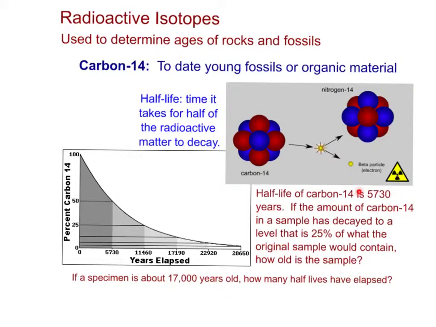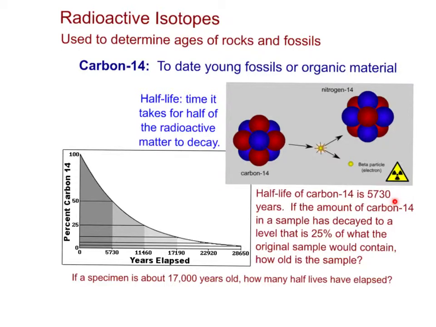You probably have studied this before. Half-life of a radioactive isotope means the time it takes for half of the radioactive matter to decay, meaning the half-life of this atom would be the amount of time that it takes for, if we had a big lump of carbon-14, a big pile of it, half of that would have turned into nitrogen-14 and radioactive particles during its half-life. The half-life of carbon-14 is 5,730 years.